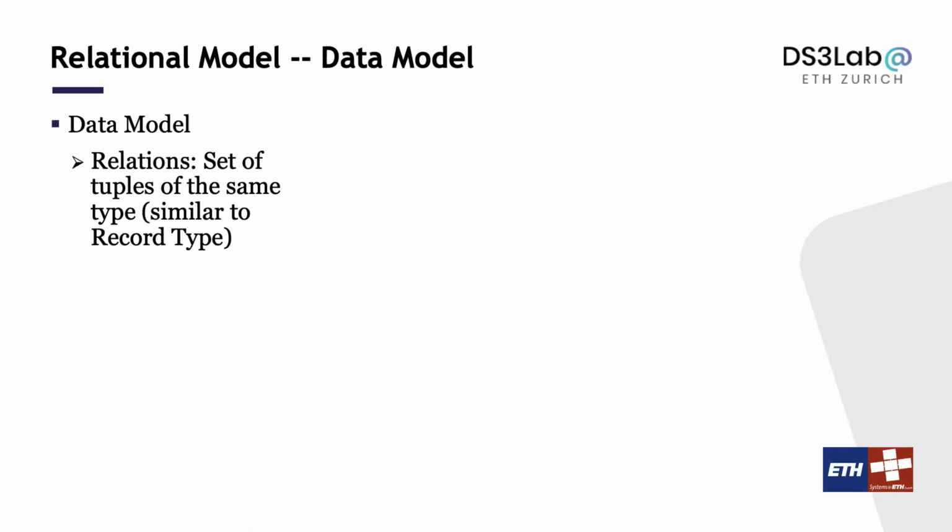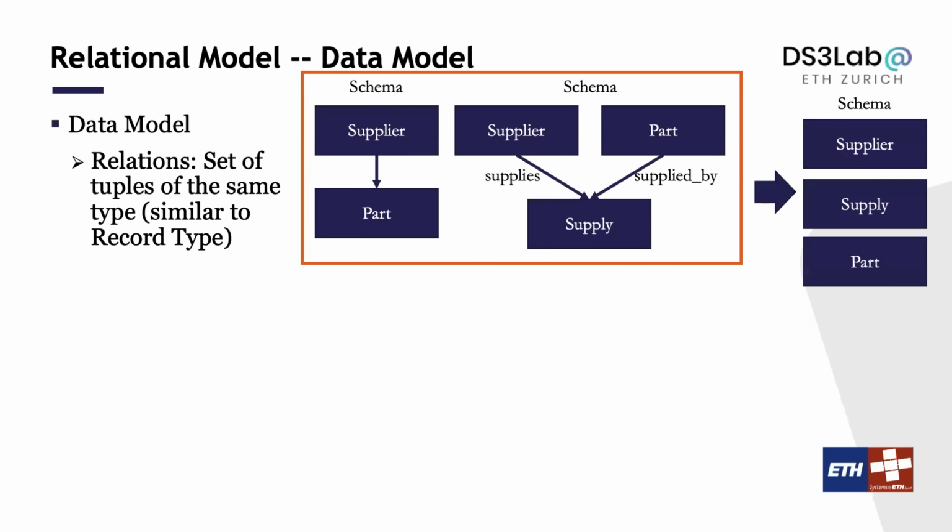So the data model of the relational model is interesting. Instead of modeling the database as a network or as hierarchical instances, in the relational model we model the data as a set of relations. Each relation is a set of tuples of the same type. It's very similar to the record type that we see in the hierarchical model or in the network model. So we just model everything as a set of records, without links between them.